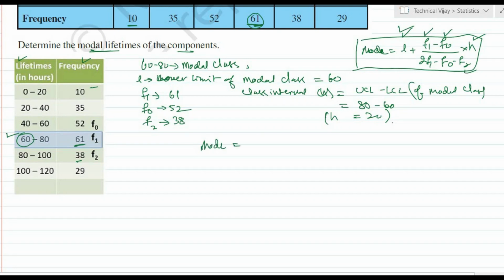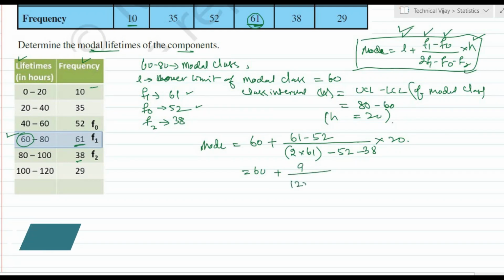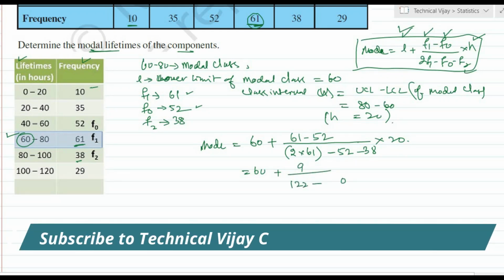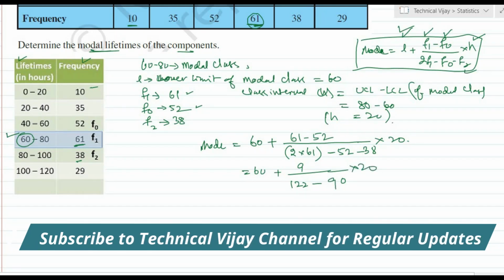Mode is equal to L plus (F1 minus F0) divided by (2 into F1 minus F0 minus F2), into H. L means here 60. So 61 minus 52, divided by 2 into 61 minus 52 minus 38, into H, and H is 20. It is equal to 60 plus 9 divided by 122 minus 90, into 20. Now it is equal to 60 plus 180 divided by 32.